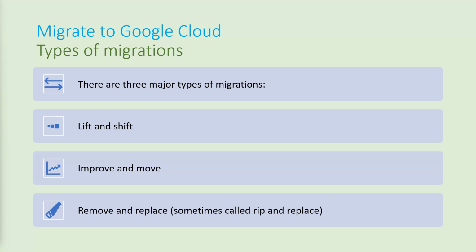Lift and shift means you take whatever you have, like your server or application, you virtualize it and move it to Azure or AWS or Google Cloud, for example. That's just one, and it's the most common. We'll talk about each migration process in the next slide. The other one is improve and move, and the third one is remove and replace, sometimes called rip and replace. If an application can be replaced, then you just remove it and replace it with the cloud. We will go through all these three scenarios in the next slides.